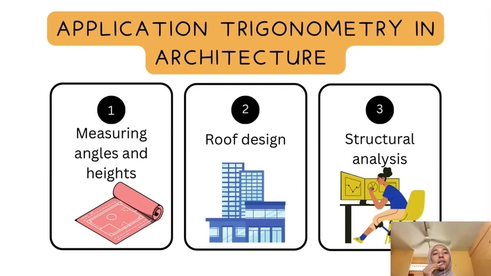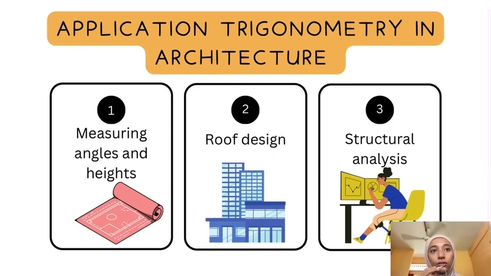Today I would like to share with you about the application of trigonometry in architecture. Okay, first, measuring angles and height. Trigonometry is used to measure angles between walls, floors and other architectural elements. It helps in determining the height of buildings, the slope of roofs and the incline of staircases.